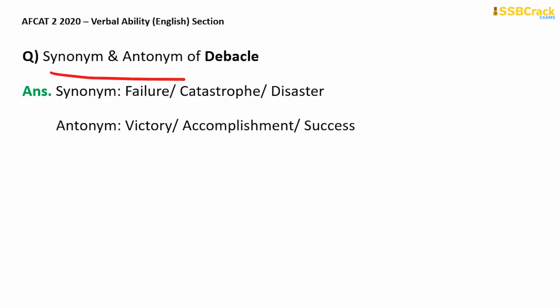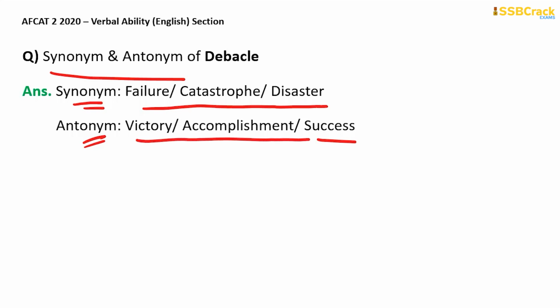So let's begin. The synonym of debacle is failure or catastrophe or disaster, while the antonym will be just its opposite. That means the opposite of failure will be success, or the opposite of any kind of disaster or catastrophe will be victory or accomplishment. So the meaning of debacle is a failure or a catastrophe or a disaster, and the opposite of debacle is victory or accomplishment or success.